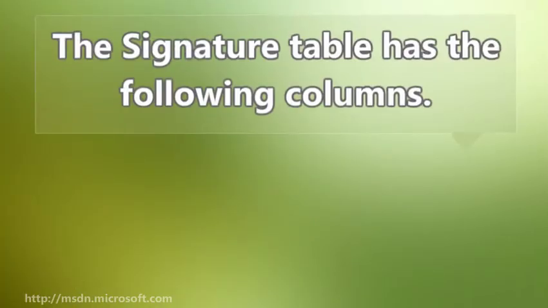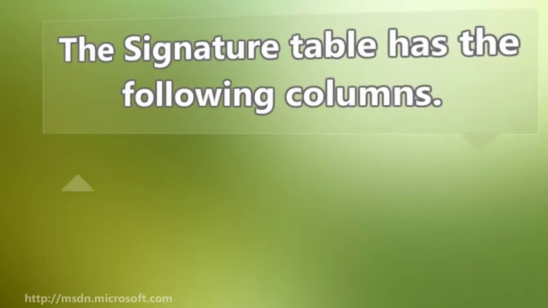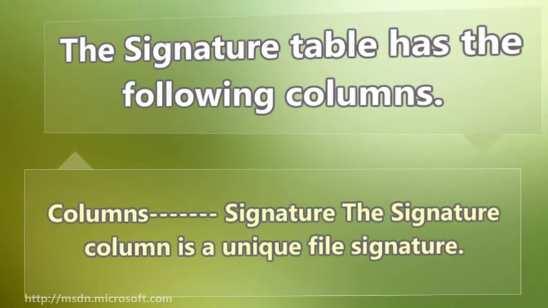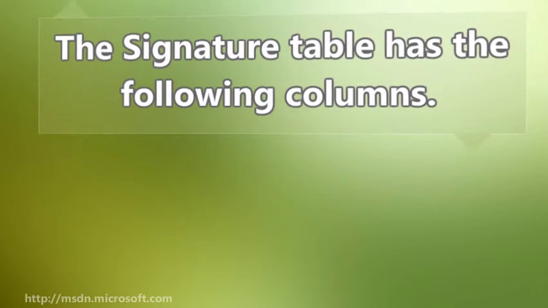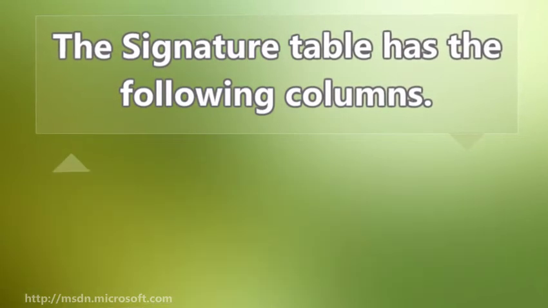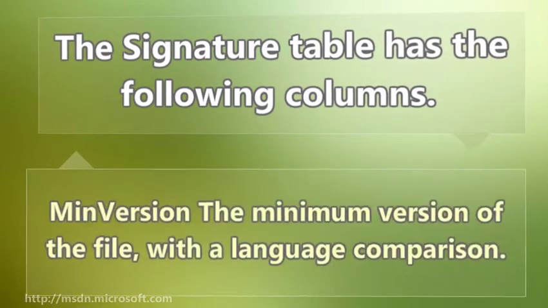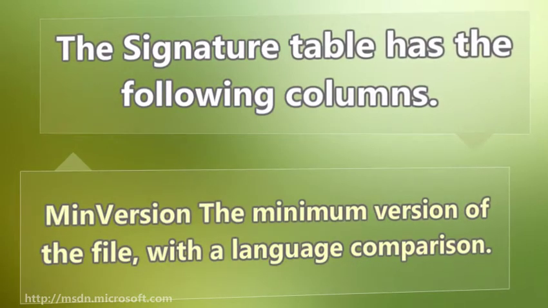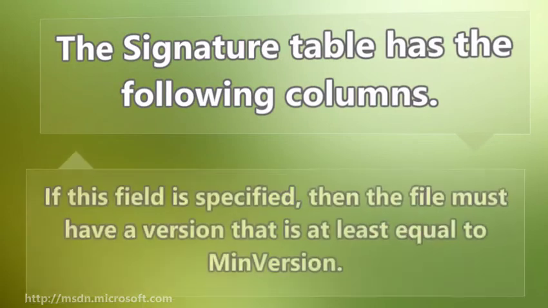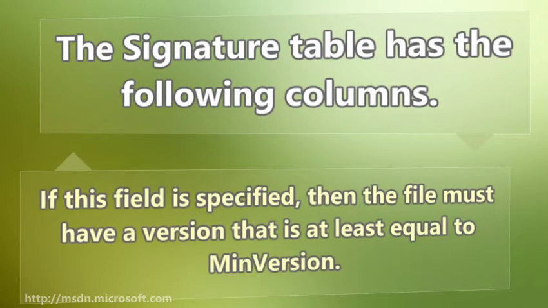The signature table has the following columns. Signature: the signature column is a unique file signature. File name: the name of the file. Min version: the minimum version of the file, with a language comparison. If this field is specified, then the file must have a version that is at least equal to min version.